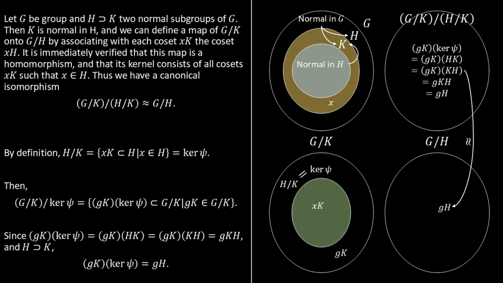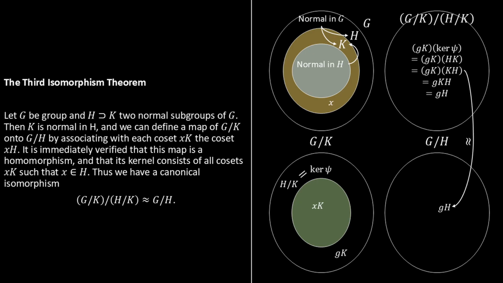Thus, there is naturally an isomorphism (G mod K) mod (H mod K) to G mod H. And this is what people usually call the third isomorphism theorem.